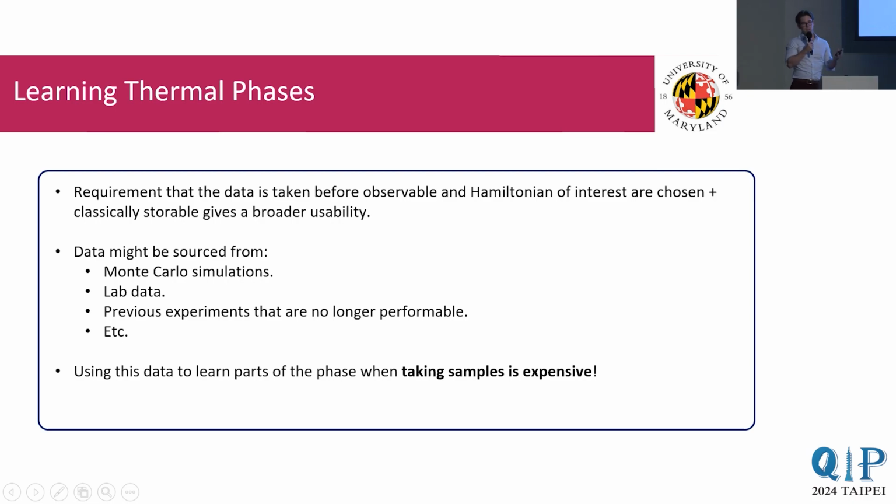And I've talked about samples of quantum states, but this data could come from anything really: lab data, Monte Carlo simulations, tensor network simulations, anything that gives you a reasonable estimate of local observables. The idea of this task is to give you access to points in parameter space that you can extrapolate to when taking samples is an expensive task.